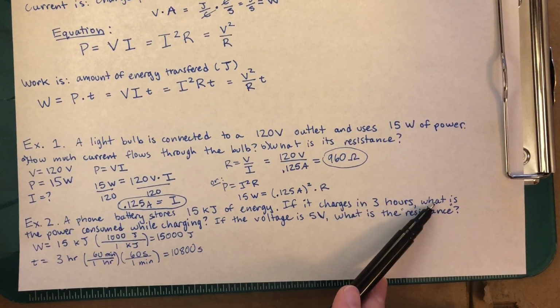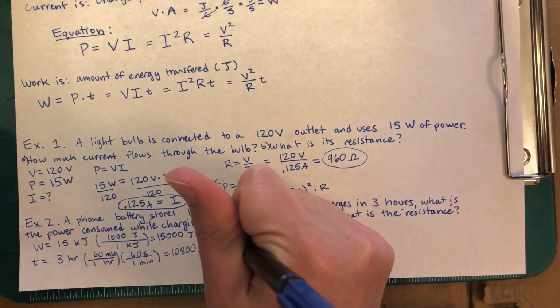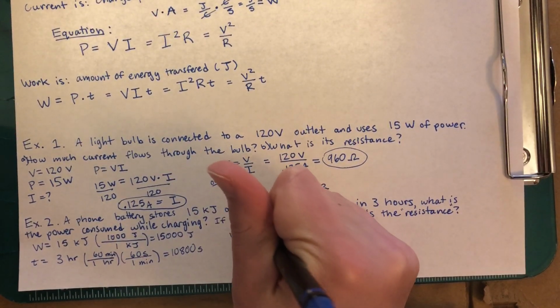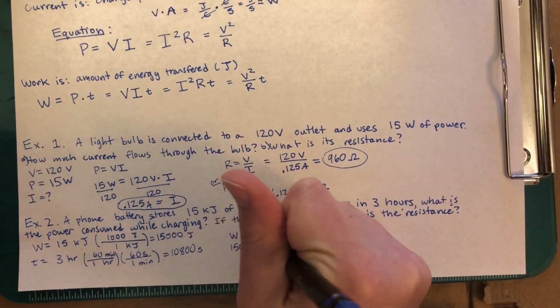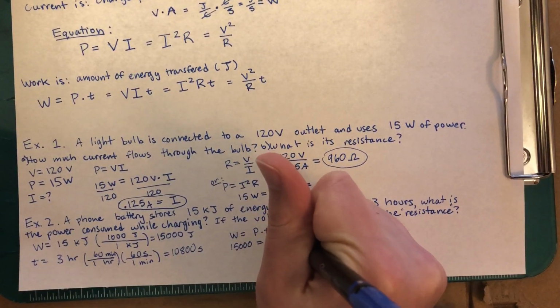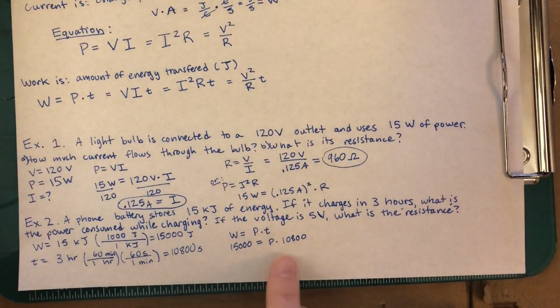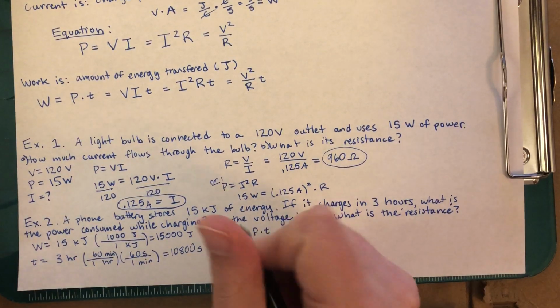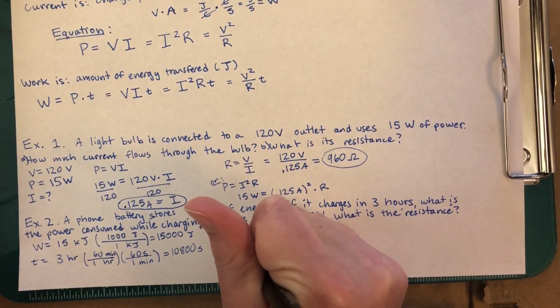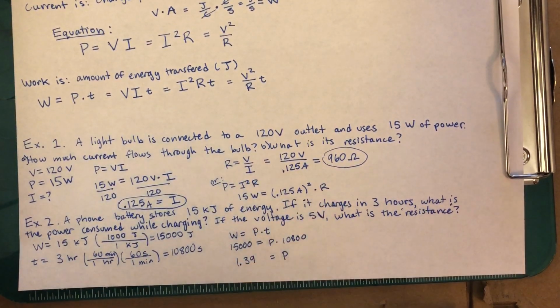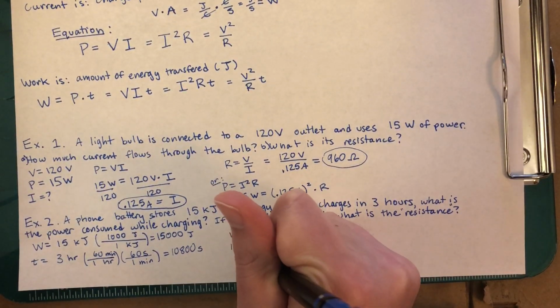So we had to do some unit conversions, but we got the work and the time from the question. And the first thing it's asking is, what is the power? So I have work equals power times time. 15,000 equals power times 10,800. I could write the units, but I wrote them over here, so it's okay. 15,000 divided by 10,800 comes out to about 1.39. That's the power, and the units of power are watts.